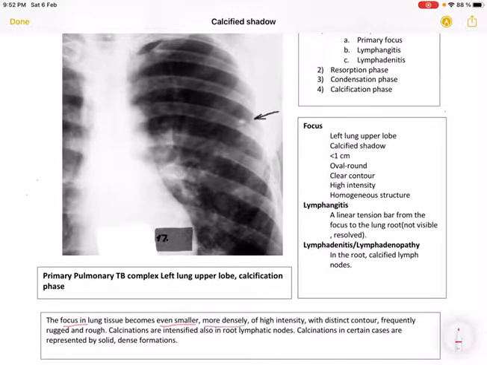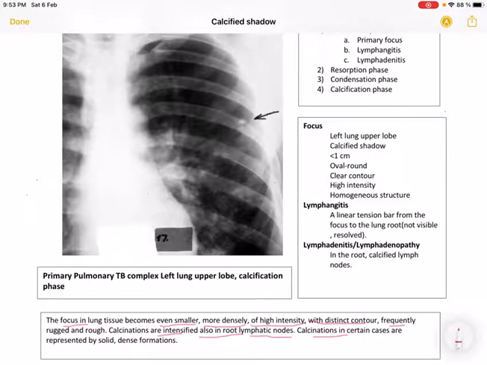It becomes more dense, of high intensity with distinct contour, frequently red and rough. Calcifications are intensified also in the root lymphatic nodes. Calcification in certain cases is represented by solid dense formation.